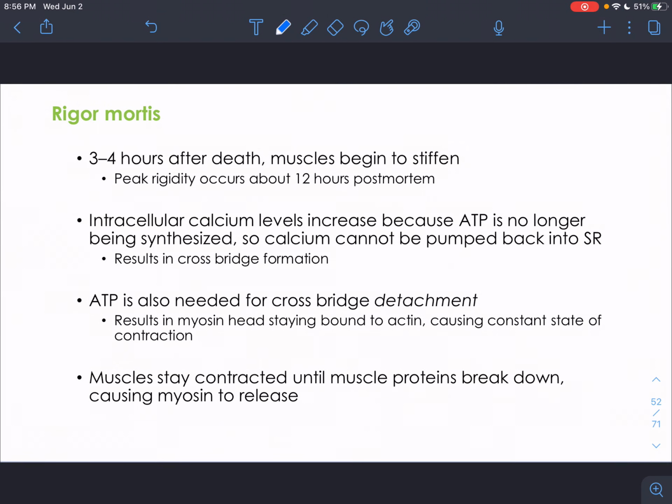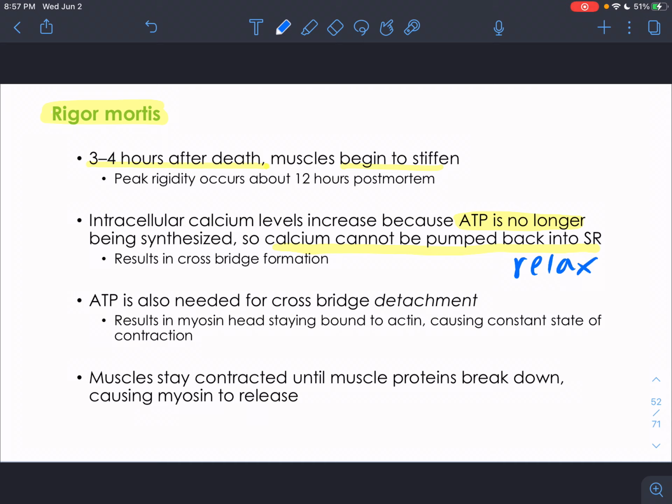Okay. I'm sure everyone's heard of rigor mortis, which happens about 3 to 4 hours after death when your muscles begin to stiffen. This happens because you don't have ATP being synthesized. So calcium cannot be pumped back into the sarcoplasmic reticulum. Okay? Remember, we need calcium in the sarcoplasmic reticulum for the muscles to relax.